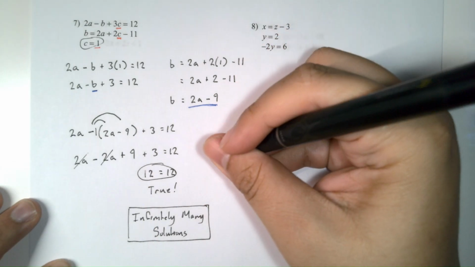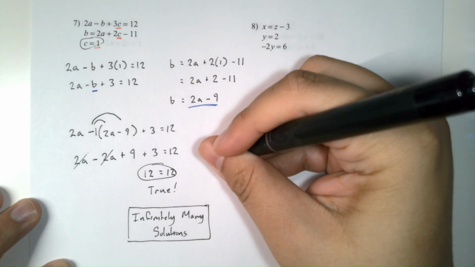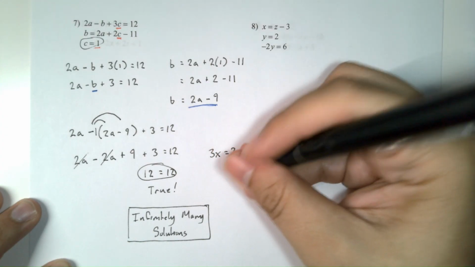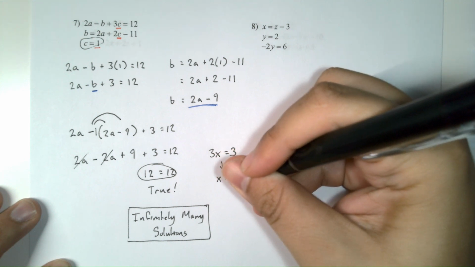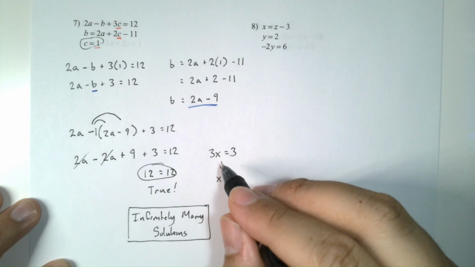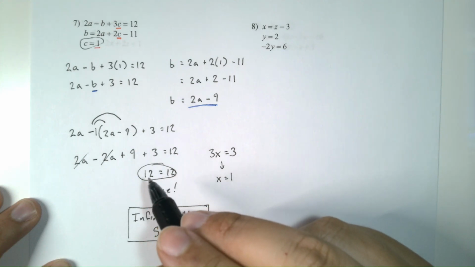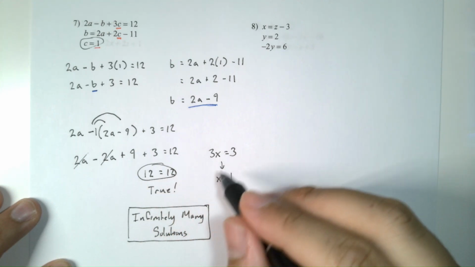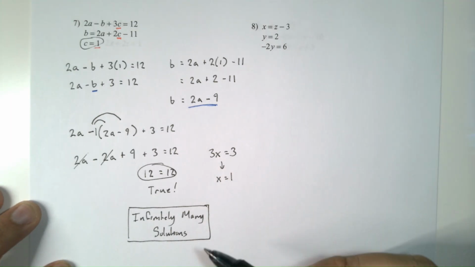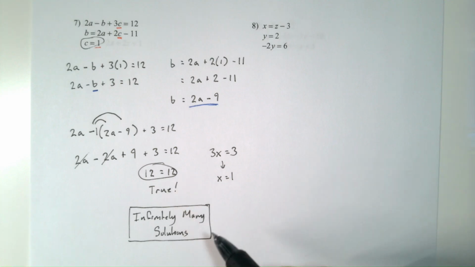Sometimes you'll see something like 3x is equal to 3, and that just means that x is equal to 1. That doesn't mean infinitely many solutions because it still has an x as a part of it. So it needs to be entirely a number equal to a number. Can't have any variables left in it. So that's something to consider when we're working through these.